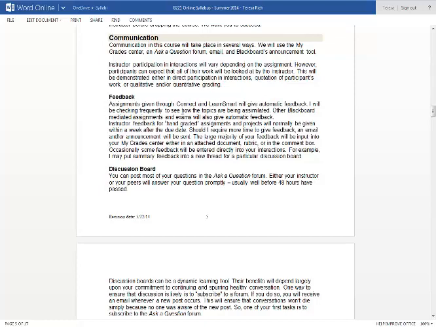Let's see, assignments given through Connect and LearnSmart give automatic feedback. Also, there's optional quizzes and different things that are automatically graded. Now, if they're hand-graded assignments, generally I take a week to grade them. Since this is summer, I'm going to try to get them done in 3 days. But sometimes they take me a little bit longer, just because I have to actually read through them, think about them, all of that fun stuff. But you should see grades within a week.